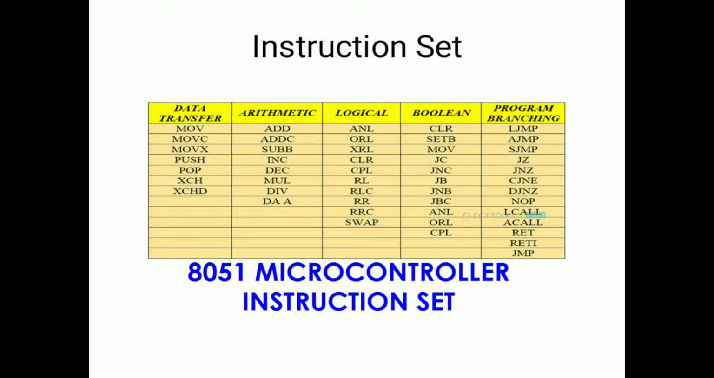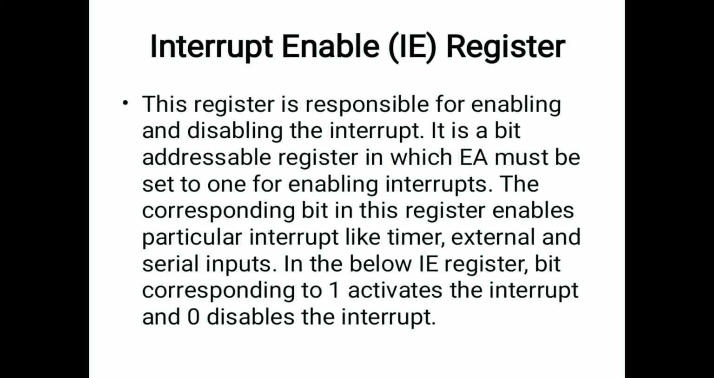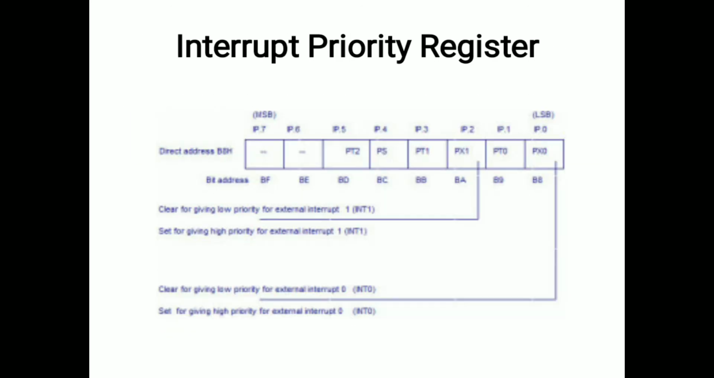The other instructions are called program branching instructions: long jump, address jump, short jump, jump if 0, jump if not 0, compare and jump if not equal, decrement and jump if not 0, no operation, long call, address call, return, return from interrupt, and jump. All these are called branching instructions. So we have different types of instruction sets available with us.